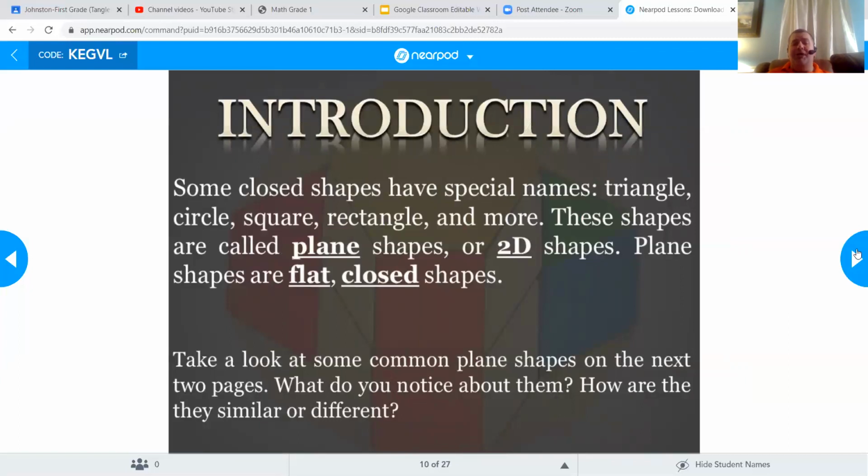Now, some closed shapes have special names such as triangle, circle, square, rectangle, and more. These shapes are called plane shapes or 2D shapes. 2D means two-dimensional. Plane shapes are flat, closed shapes. Take a look at some common plane shapes on the next 2 pages. What do you notice about them? How are they similar and how are they different?